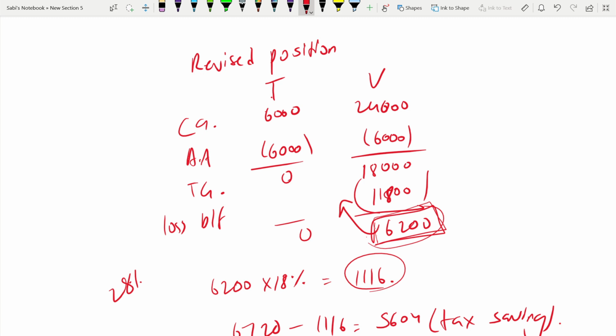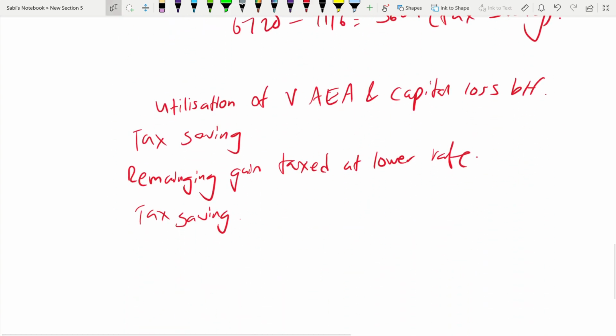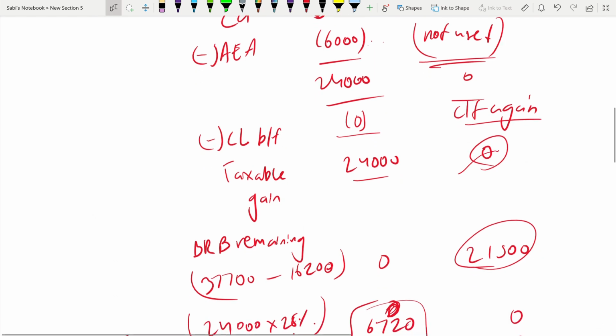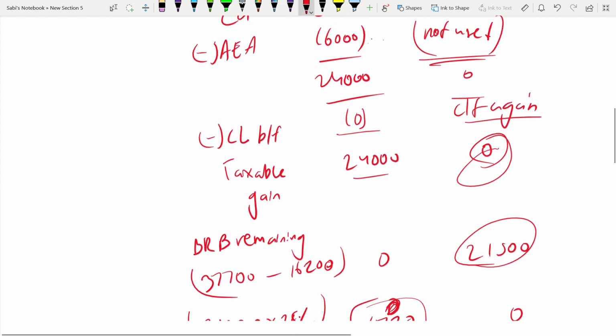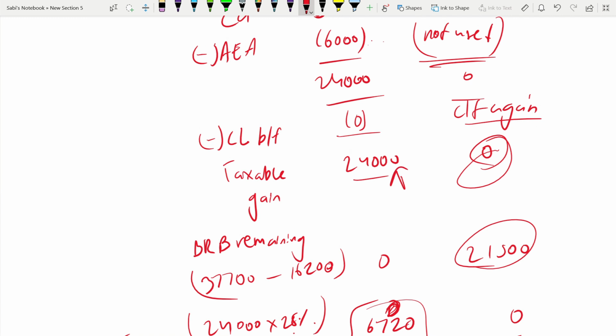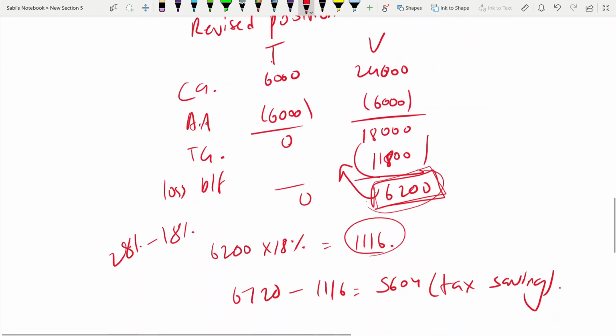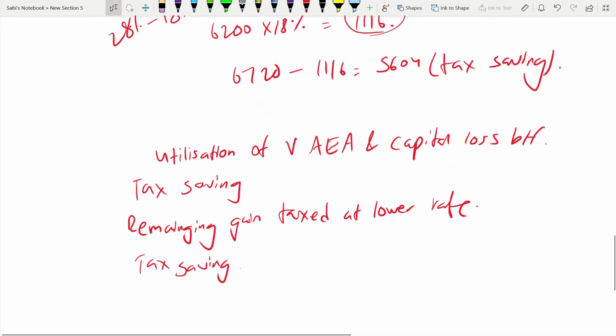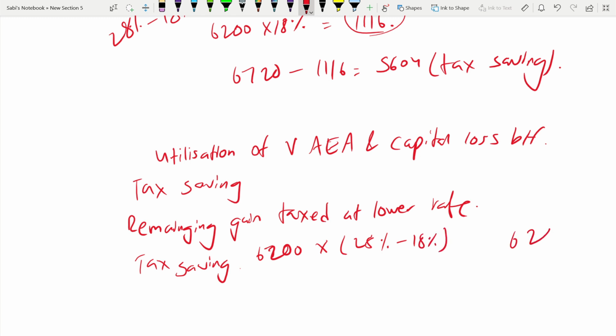Now, because it fell in the hand of V, how much tax is saving? From 28 to 18. It is being taxed at a lower rate now. In the earlier scenario, that 6,200 was included with Thomas, taxed at 28%. Now, 6,200 came here and it is being taxed on Vanessa at 18%. So the difference from 28 to 18, that is the tax saving. That's what we are doing here: 6,200 into 28% minus 18%. Always find the difference between the tax rates. 620. This is the tax saving.